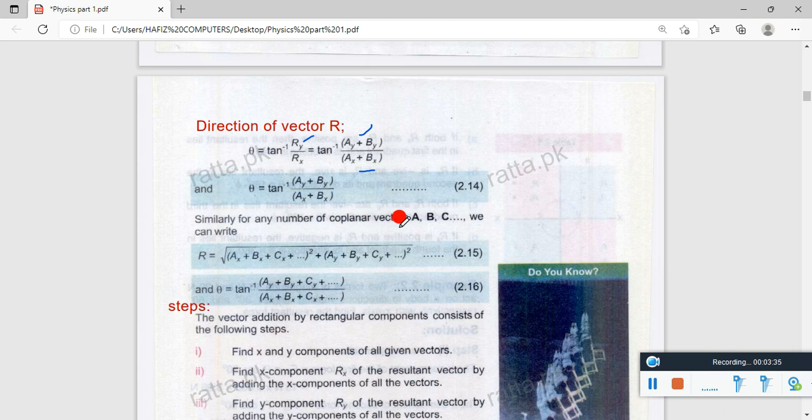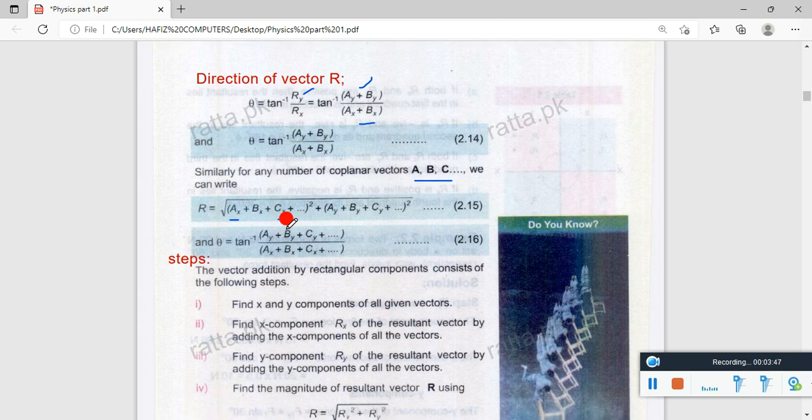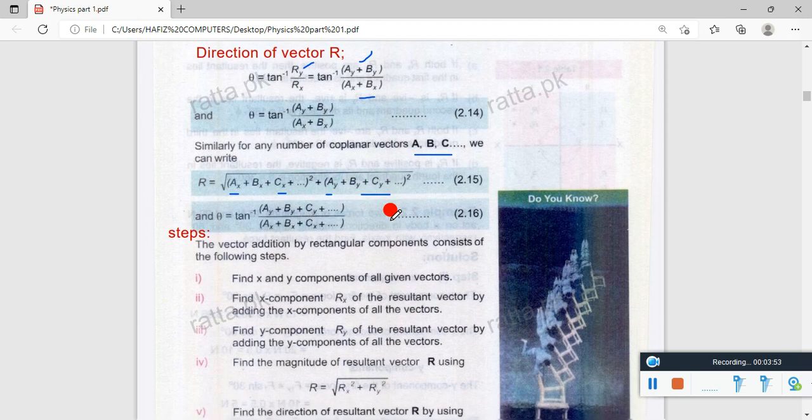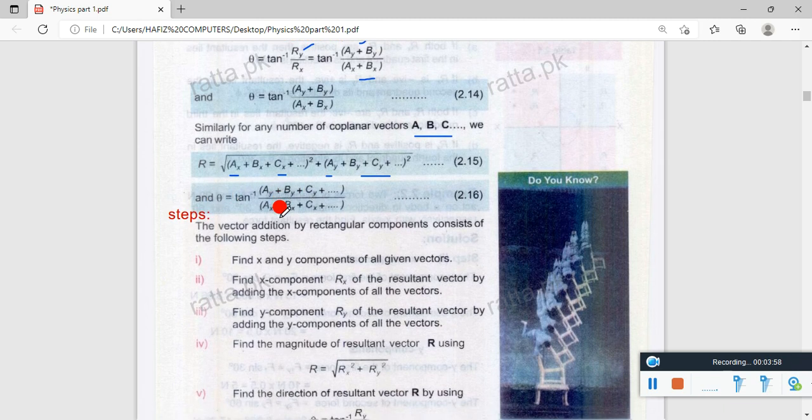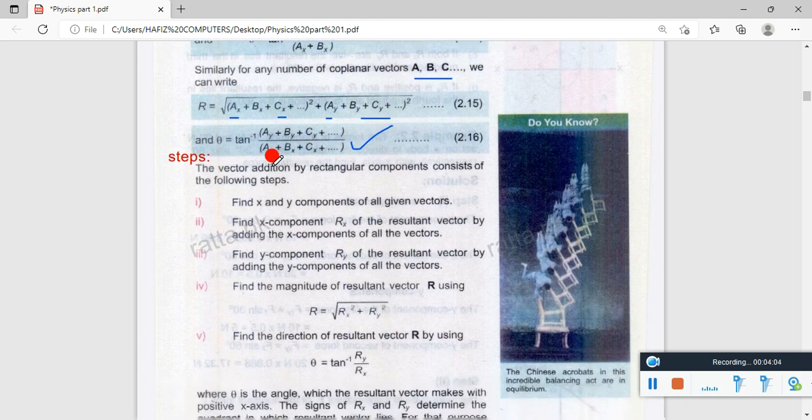Similarly, for any number of coplanar vectors A, B and C, or a large number of vectors, more than 3 or 4, we can write Ax plus Bx plus Cx and so on for the other x components. Similarly, Ay plus By plus Cy and the other components. And similarly, the direction theta is equal to tan inverse of (Ay plus By plus Cy) divided by the sum of the x components.